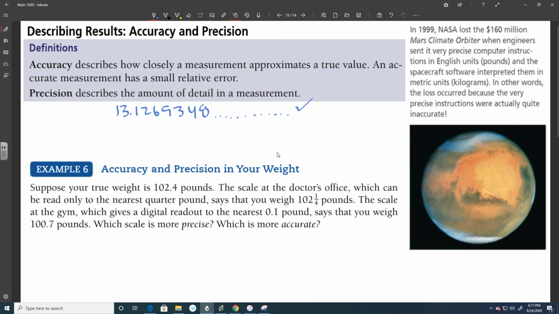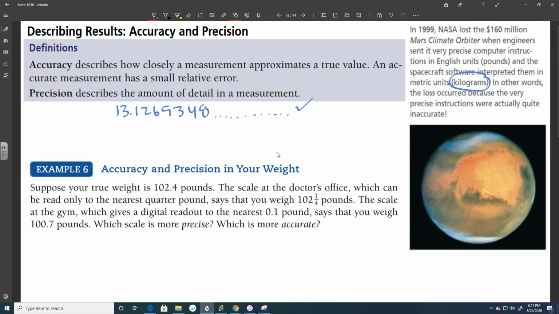The problem is the orbiter was using kilograms, not pounds. So even though their measurement was beyond precise, it was very inaccurate. It wasn't even close to what it was supposed to be because they were measuring with the wrong units. Okay, accuracy is how close you are. Precision is how detailed you are.